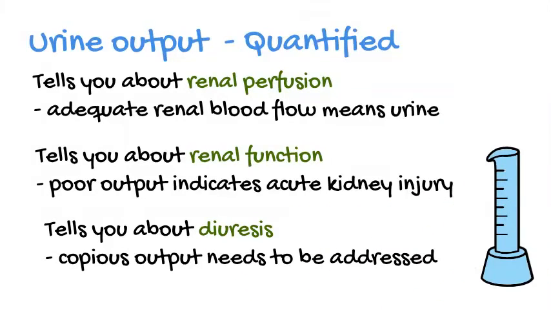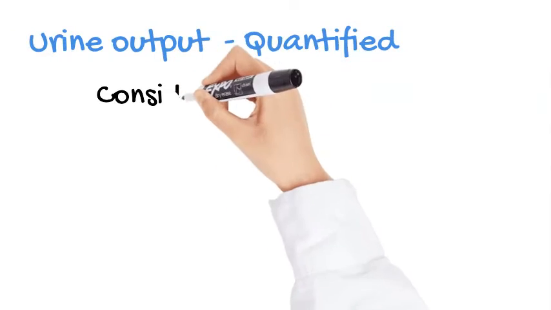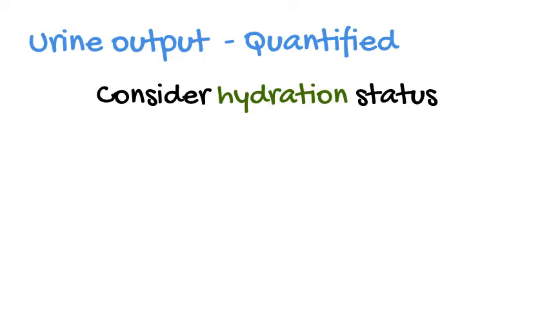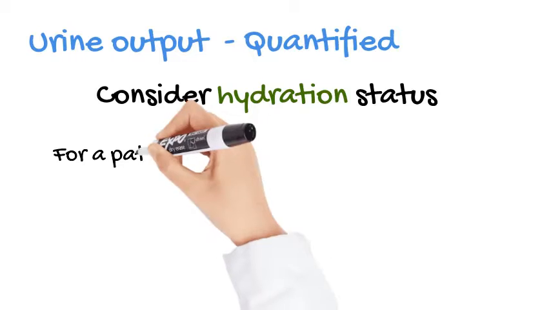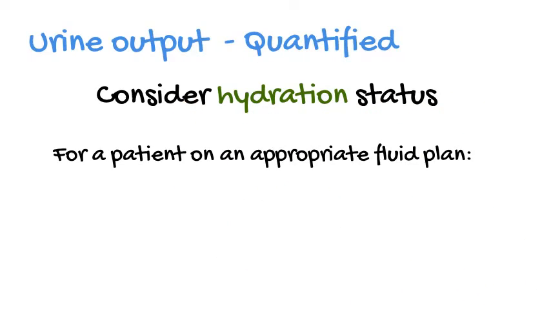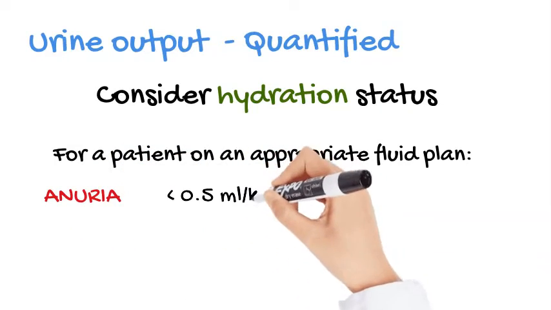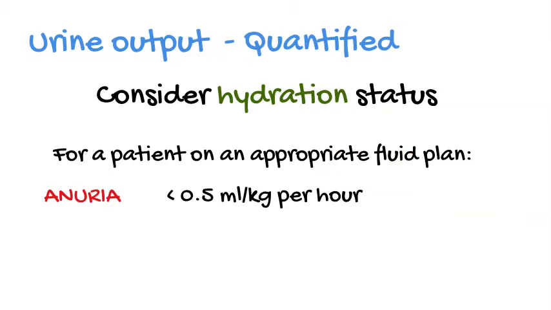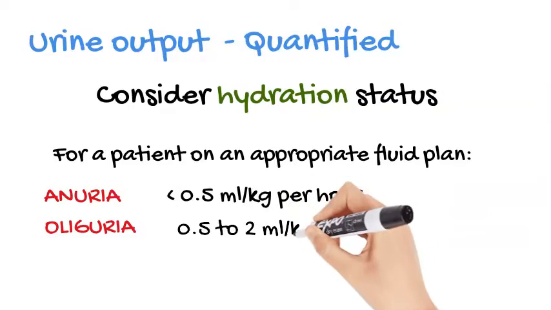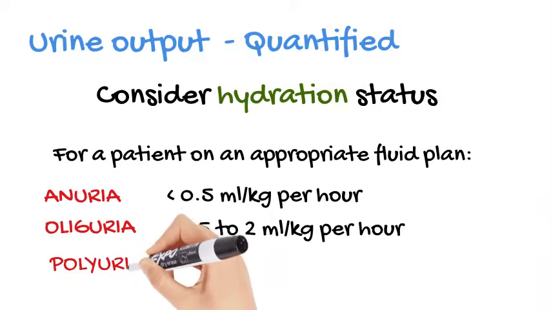We do have some useful guidelines for trying to determine how much urine output is appropriate. It is really important that you stop and consider the patient's hydration status first, because that is going to have an influence. So these numbers are presuming that a patient is on an appropriate fluid plan and is not still aggressively volume conserving. We say a patient is anuric or has anuria if they're putting out less than half a mil per kilo per hour. We use the term oliguria if the patient's putting out half to 2 mils per kilo per hour. We say a patient is polyuric if they're putting out more than 4 mils per kilo per hour.